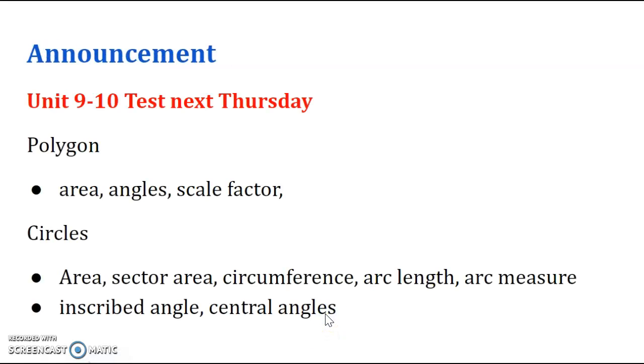Starting with announcements, next Thursday you're going to have the final unit test. It's going to cover polygons and circles. The polygons include the area of different sided polygons and the angles, interior, exterior, the missing angle measure and so on, and area scale factor. Circles include area, sector area, circumference, arc length, arc measures, inscribed angles and central angles.